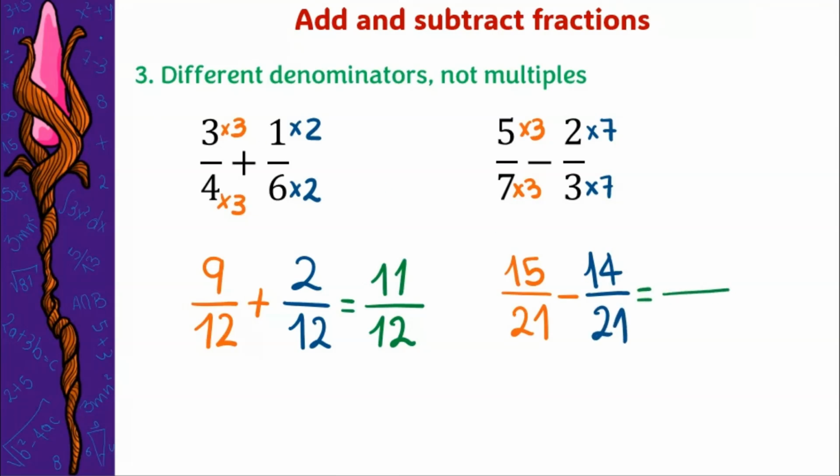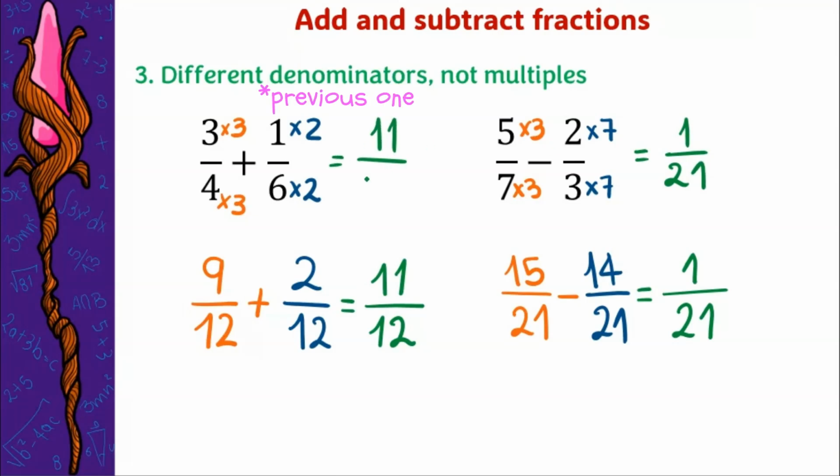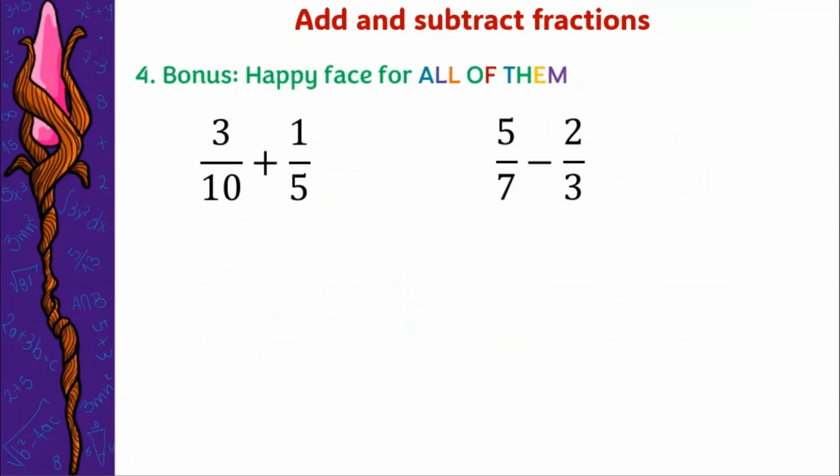Again, we have the same denominator, so we just leave it, and we do the operation with the numbers at the top. 15 minus 14 is 1. So we are going to get 1 over 21. And for the next one, 11 over 12. Those are the results. Let's see the bonus.